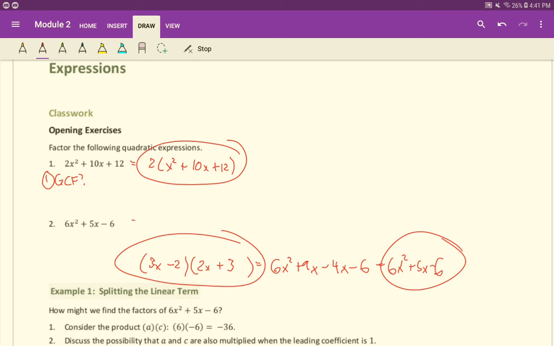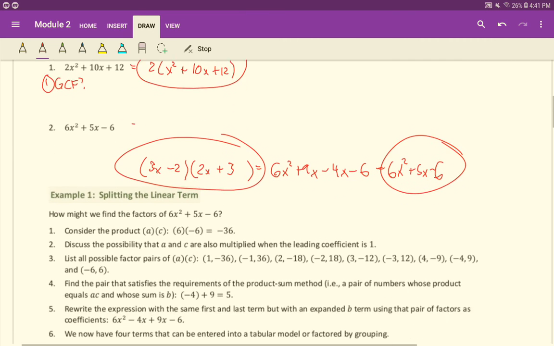Okay, that's pretty tricky to do though, because you have to do a lot of guessing and checking potentially, and a lot of multiplying it out. How can we make it faster? Well, here's a strategy.